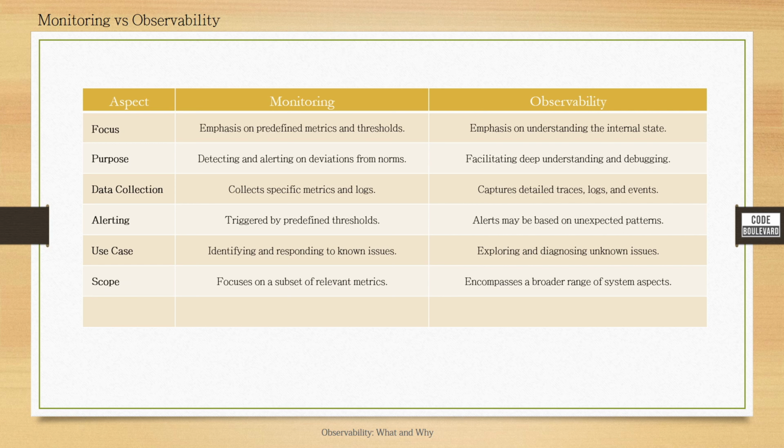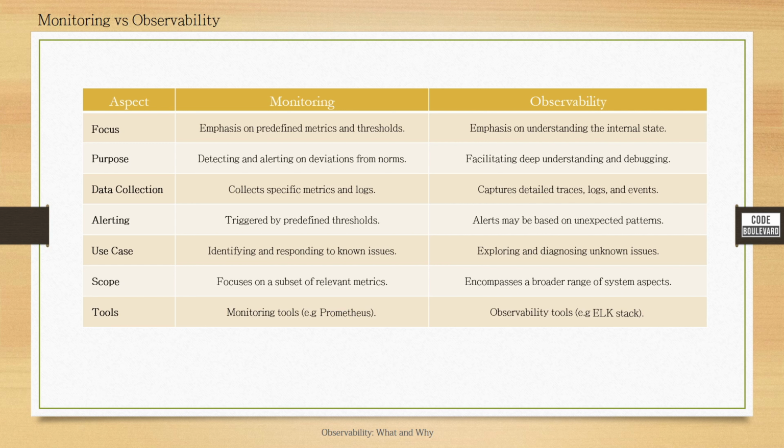And the other is scope. Monitoring focuses on a subset of relevant metrics. But in observability, we are talking about a broader range of system aspects, the big picture, and a lot of components in it. And the last one is tools. For monitoring, we have plenty of tools out there like Prometheus, and for observability, they are a bit smarter than monitoring, like ELK Stack, Datadog, Dynatrace, etc.